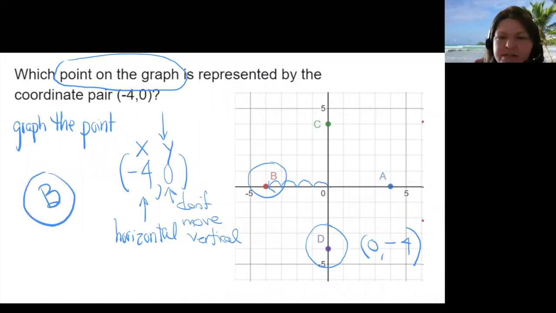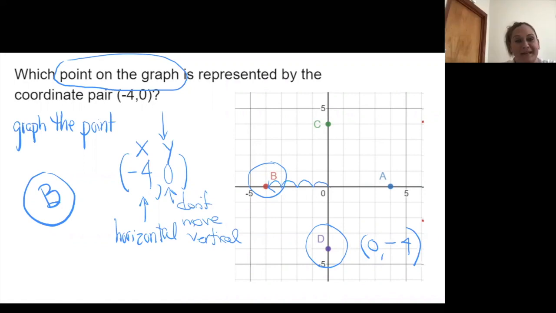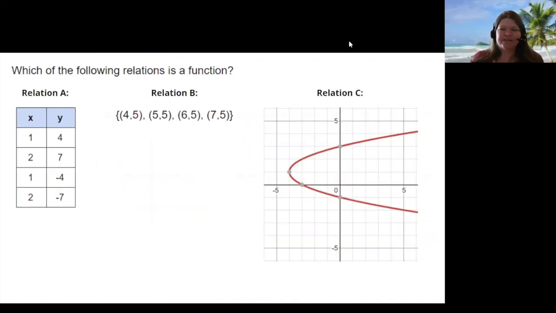This is about as simple as these concepts get on the GED. So it's nice to have something that's actually tested at a simple level. We can use that. Look at this example here.